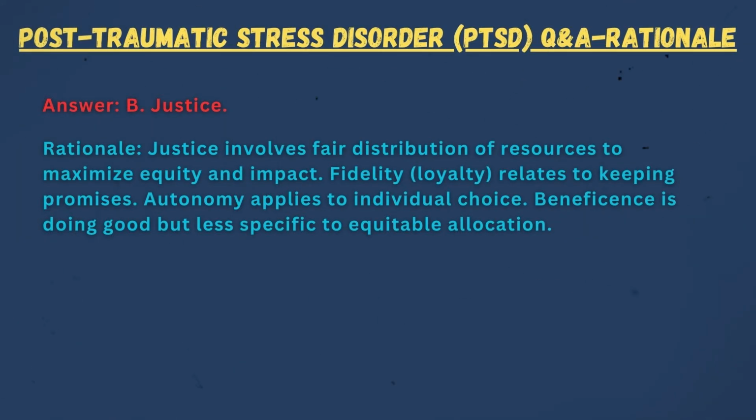Answer: B. Justice. Rationale: justice involves fair distribution of resources to maximize equity and impact. Fidelity, loyalty, relates to keeping promises. Autonomy applies to individual choice. Beneficence is doing good but less specific to equitable allocation.